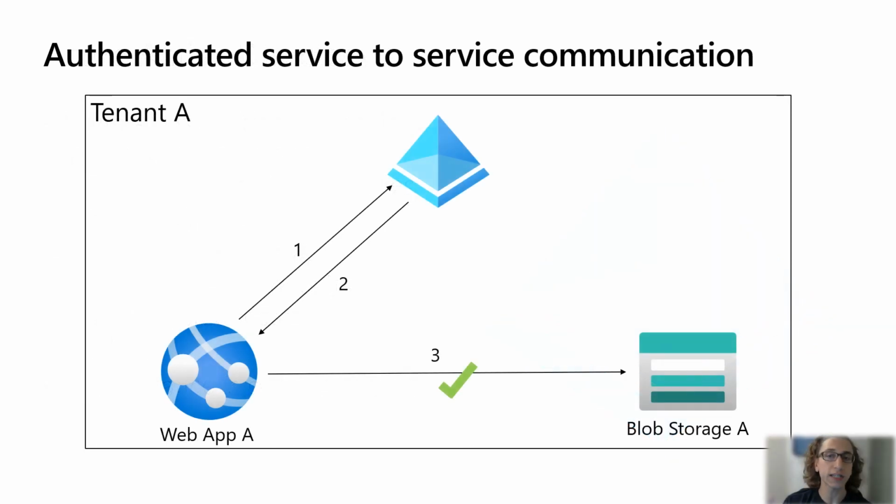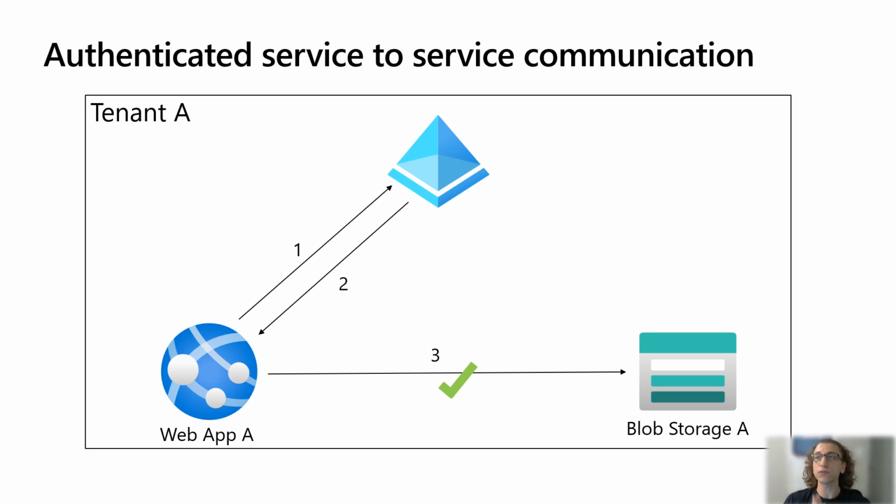So let's have a look at a simple illustration of how two services can communicate in the context of a single Azure AD tenant. And by the way, you'll notice I've drawn a box around everything here and labeled it tenant A. And one thing I'm communicating in doing this is that the services inside it, like web app A and blob storage A, they have identities within this tenant.